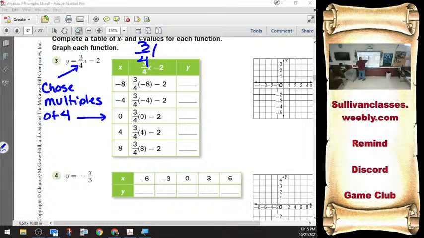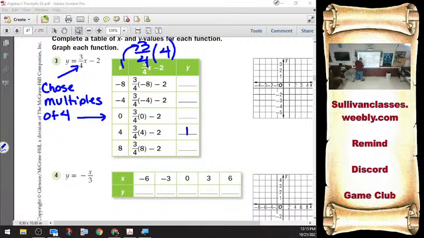The reason I'm choosing multiples of 4 is because if I take 4 divided by 4, if I have 3/4 times 4, well then 4 divided by 4 is 1. 1 times 3 is 3. Then 3 minus 2 was 1. I ended up with a nice number.